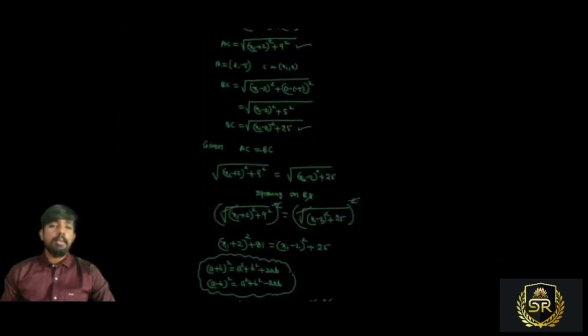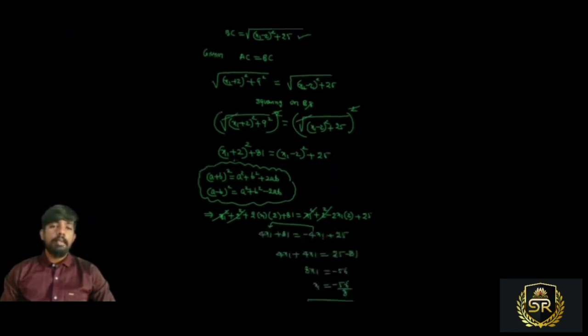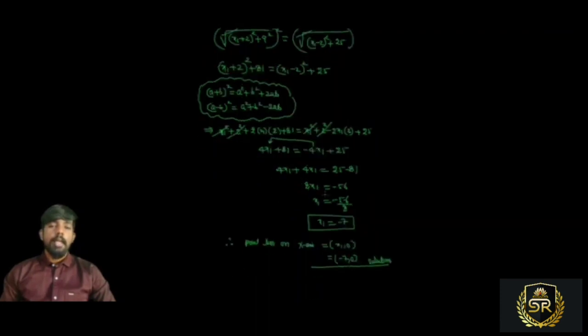From there we equated those two and squared on both sides, and you will get one expression. From there we apply the (a plus b) whole square, (a minus b) whole square formulas, and you get 8x1 is equal to minus 51. Therefore x1 is equal to minus 7. So x1 equal to minus 7 is the point. We got it. That's all. This is the solution. Is this clear?